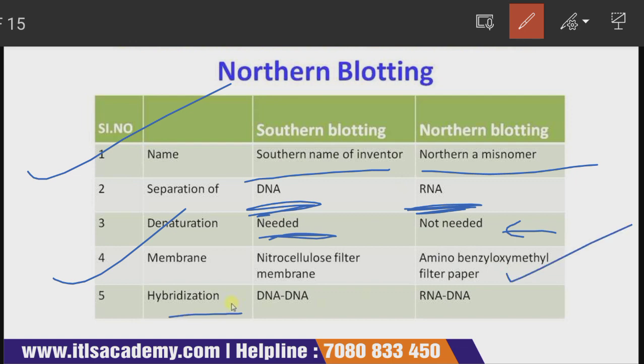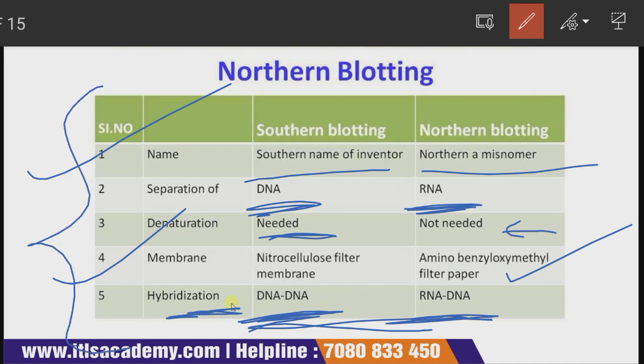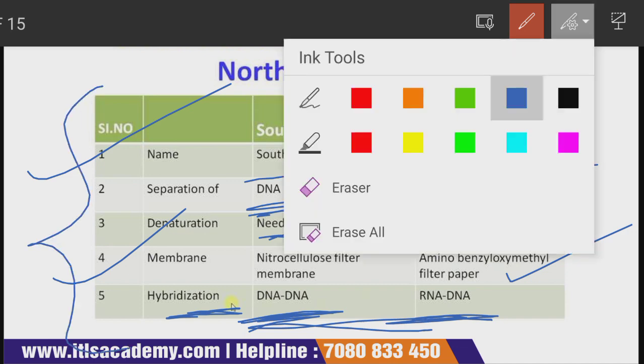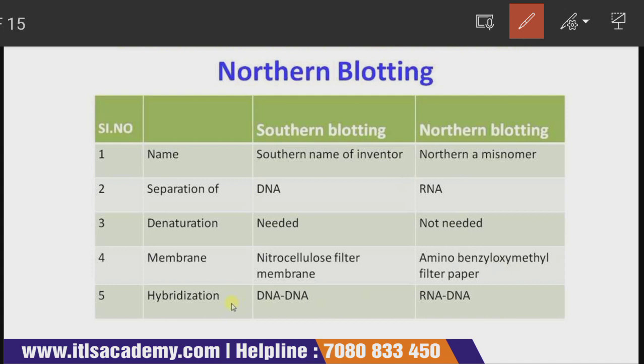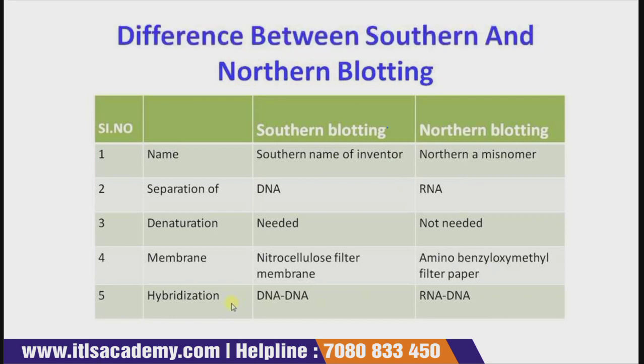Then comes the hybridization. Which type of hybridization? DNA and DNA, but here RNA DNA hybridization is there. So all these differences you should know. You can just simply take a screenshot of these differences. Okay, so this is the difference between the northern and southern blotting.